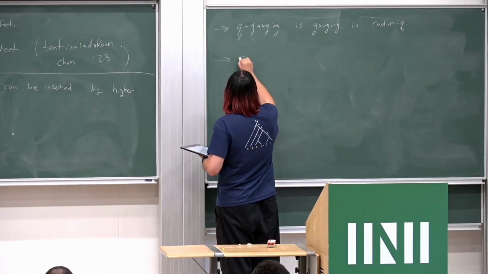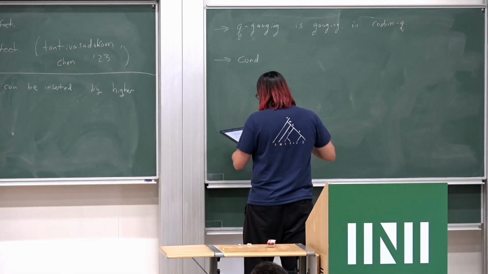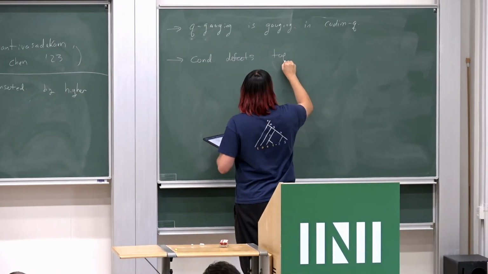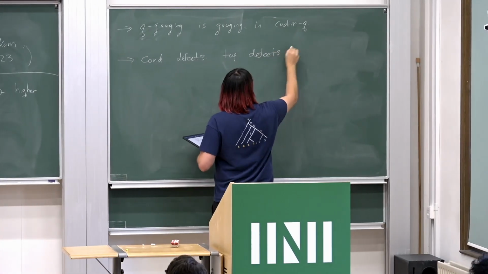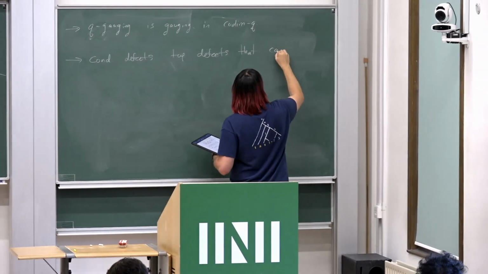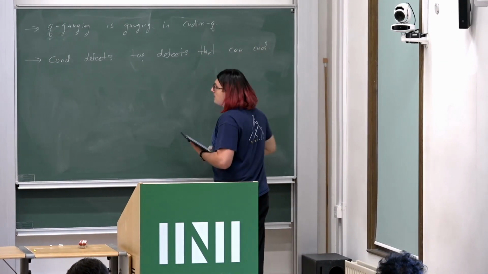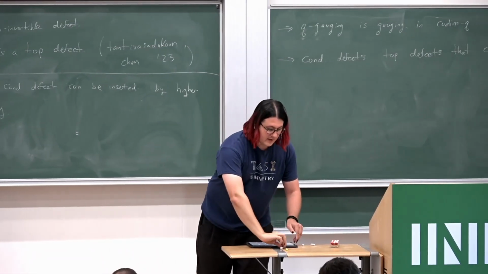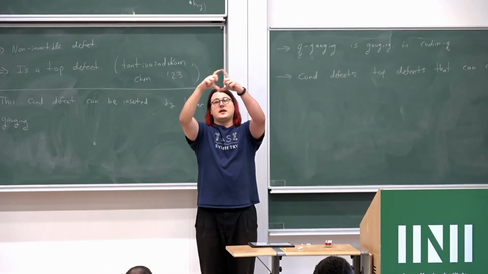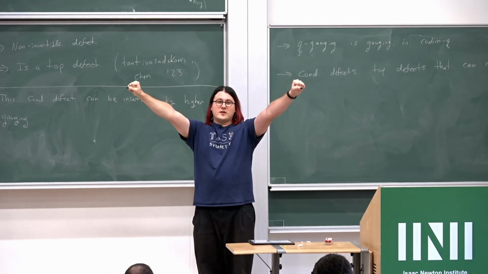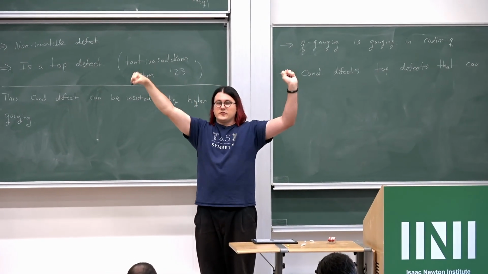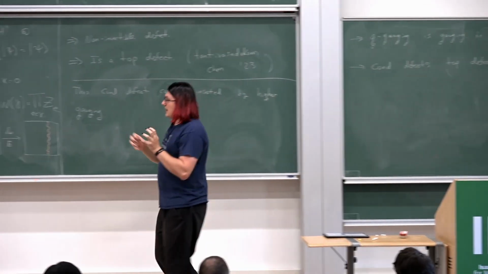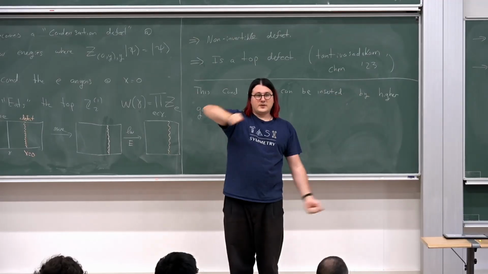One important thing about condensation defects is that they're topological defects that can end and remain topological. Normally when I have a topological defect line, like this loop, it can move wherever. But if I wanted to have it end on some zero-dimensional things, I usually can't move those zero-dimensional things, but I can still wiggle the loop. Condensation defects, I can have them end on lower-dimensional things, and the whole thing is still topological.